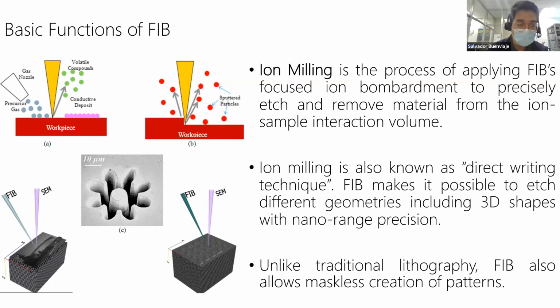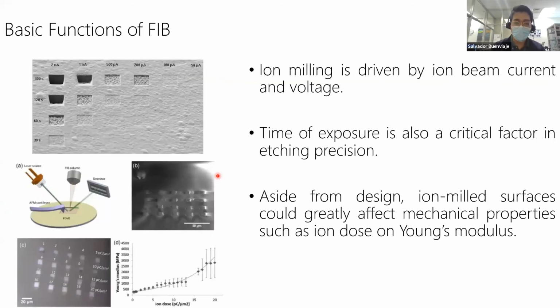So as you can see here, this is the GIS. Then you can etch away a certain part through this GIS and form complex designs such as this one. So unlike traditional lithography, FIB also allows maskless creation of patterns. So it is a more straightforward way of etching patterns or designs. So it is commonly driven by ion beam current and voltage, and also time of exposure. Exposure is a critical factor.